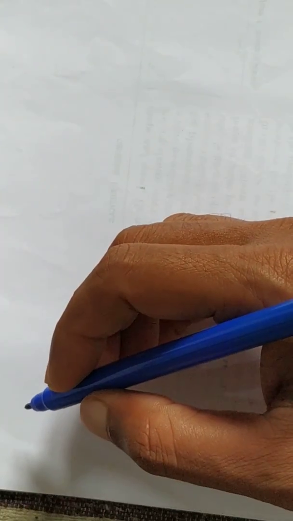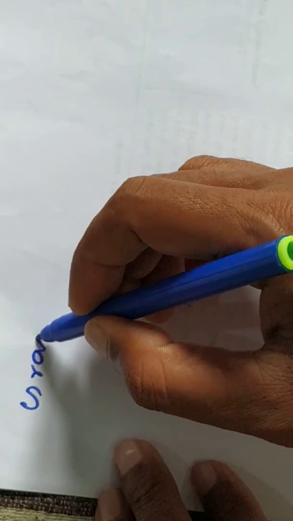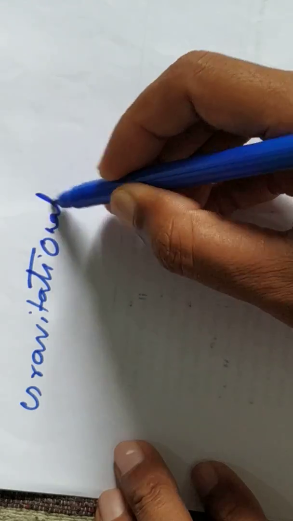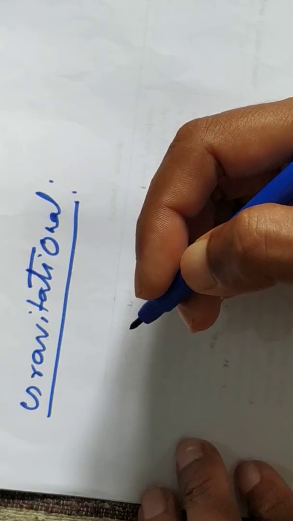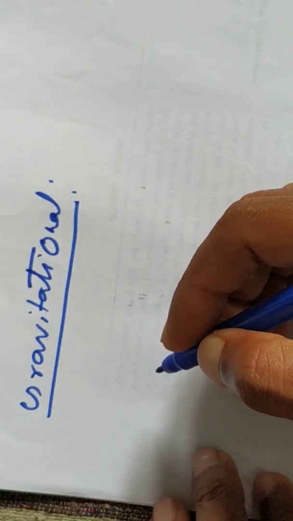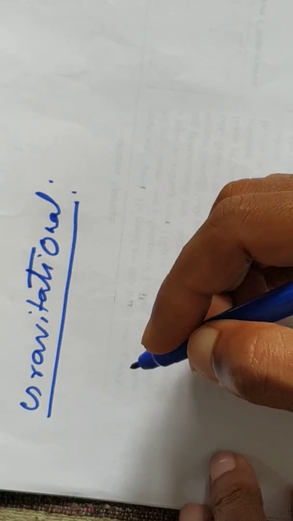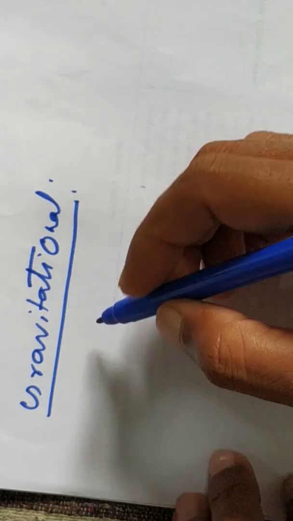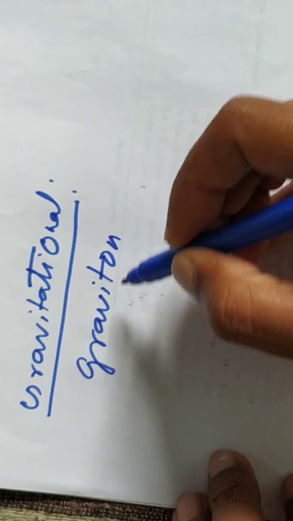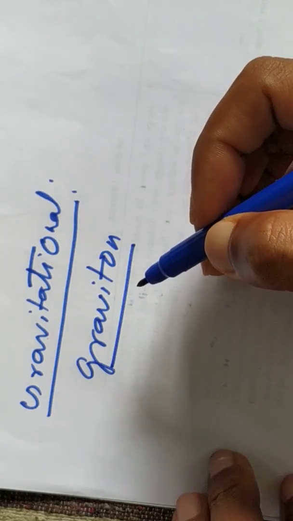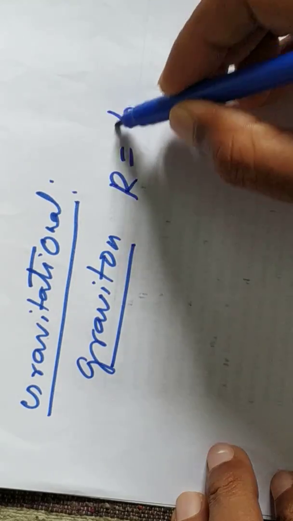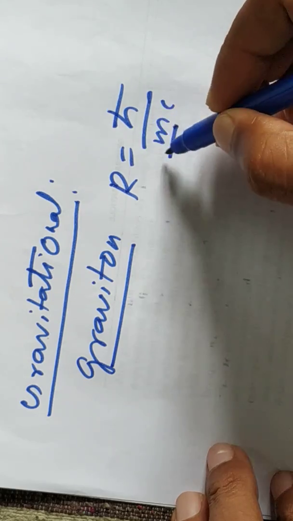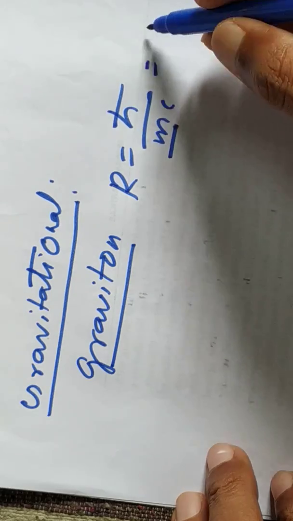Now we are going to discuss gravitational interaction. It is the weakest force in the universe. All the massive bodies are subjected to this force of interaction. Thus, the mass of the body is responsible for this interaction. Here, the graviton is the exchange particle, and it has zero rest mass. So the range of the gravitational interaction r equal to h cut by m c, and since the graviton has zero rest mass, the range will be infinity.